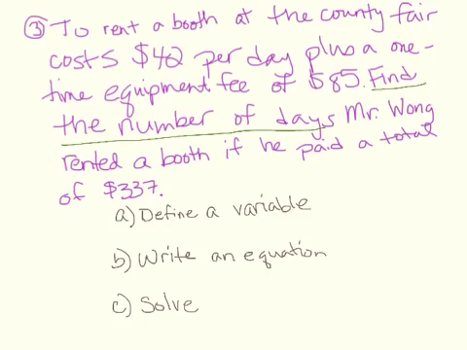So for your variable, you can call it x, you can call it n. I like using something like d, because that'll tell me, okay, d is days, so that's a little bit helpful. Also, be very specific. If you just put d equals days, that doesn't really mean as much as putting d equals number of days. And if you want to be really awesome and extremely specific, you could say number of days Mr. Wong rented a booth.